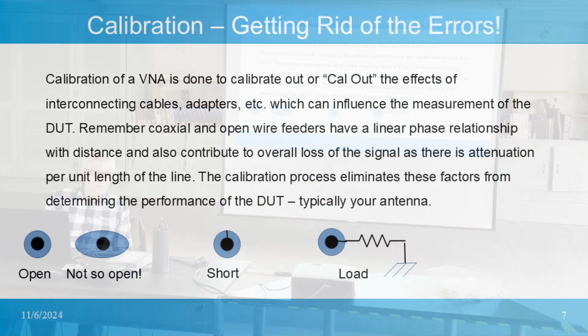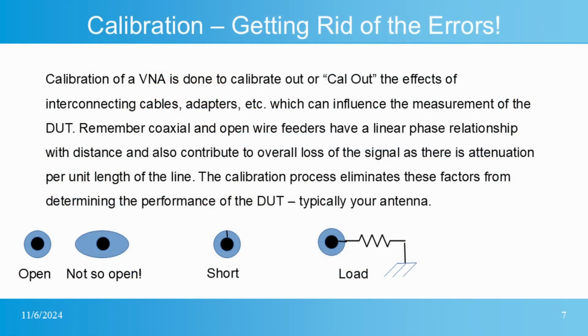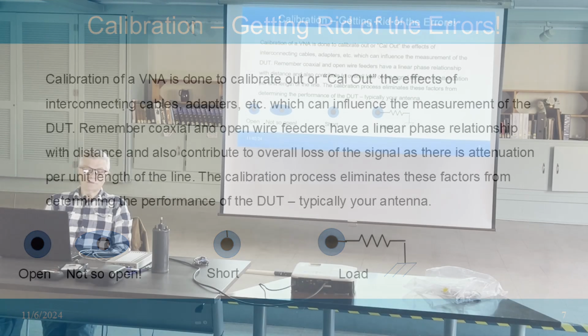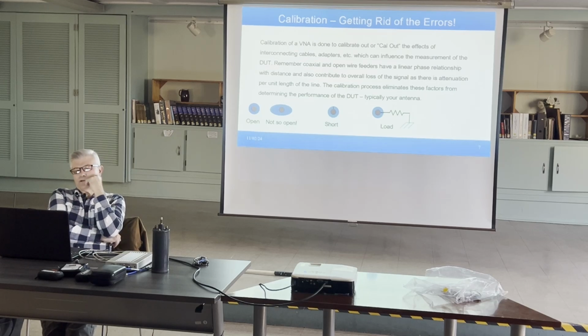Now, calibration. This is really basically getting rid of errors. Calibration of a VNA is done to calibrate or cal out the effects of interconnecting cables, adapters, etc., which can influence the measurement of the device under test. So remember, coaxial or open wire feeds have a linear phase relationship with distance and also contribute to overall loss.